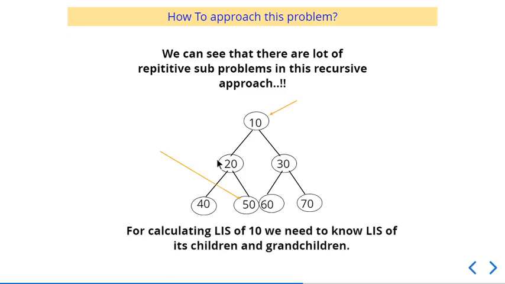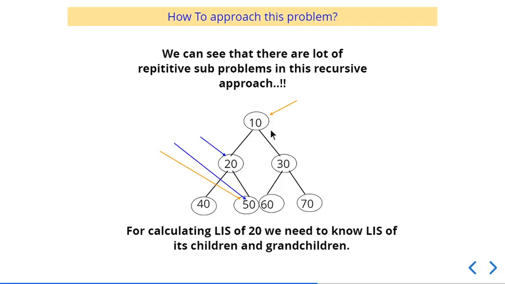How? For example, we are computing the LIS of 10. For 10 we are computing the LIS, and we'll need the grandchildren and children for that. For grandchildren, let us suppose we have 40, 50, 60 and 70. So 50 is a grandchild of this particular node 10. We are including this as a grandchild, and we need to find the LIS of this for computing the LIS of this particular node. So we need to have the computation for this, and also for computing 20 we need to have the idea of children and grandchildren, and 50 is also a child of 20. So we need to know the LIS of 50 in both the cases.